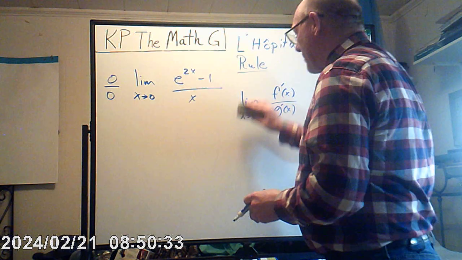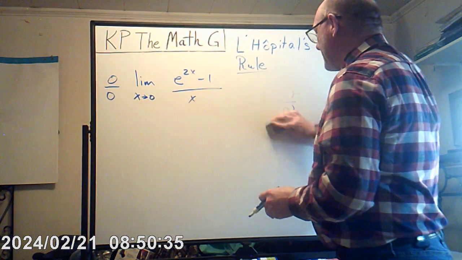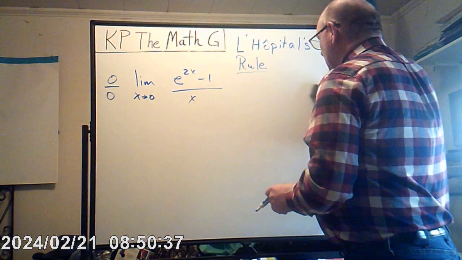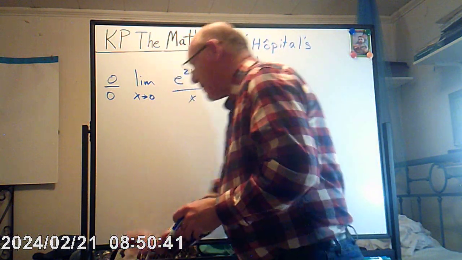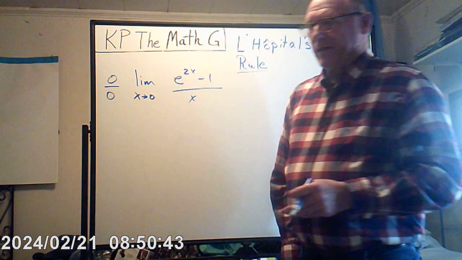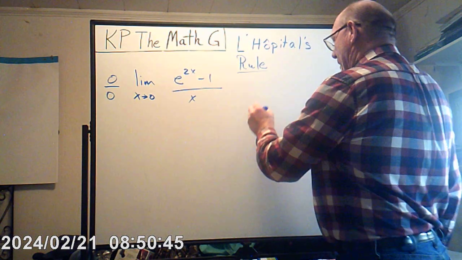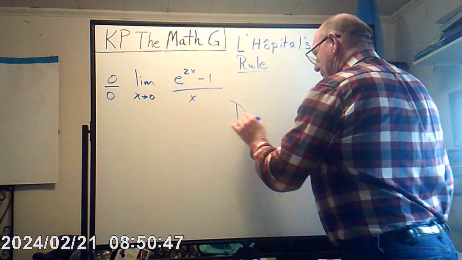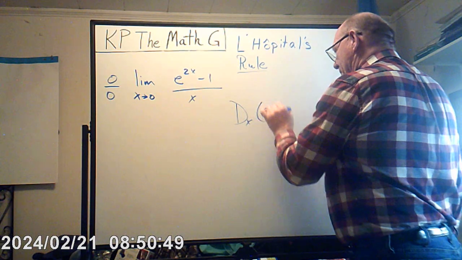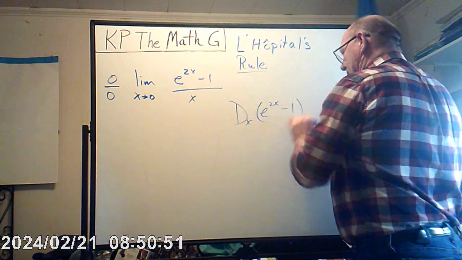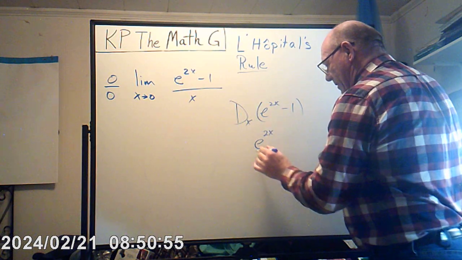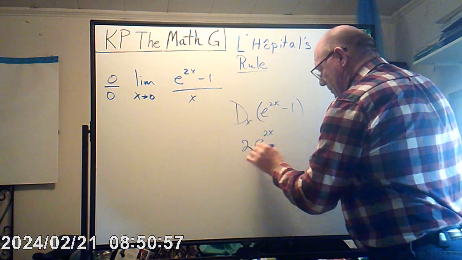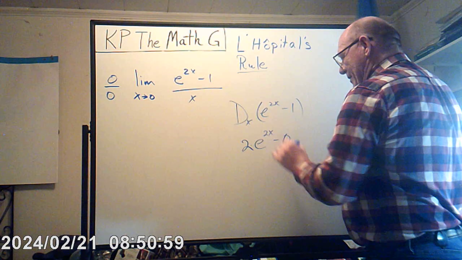Alright, we can bring that out. Let's try this one. You know what the derivative of e to the 2x minus 1 is. E to the 2x is e to the 2x, but remember we have the chain rule, so times 2, and then the derivative of 1 is 0.